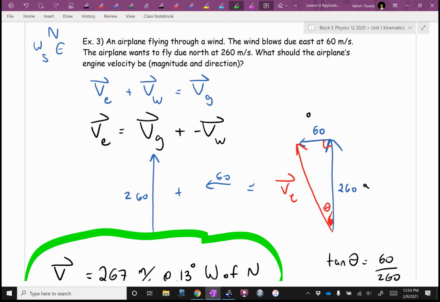If you're really good at the sine law and the cosine law, I did put them on your formula sheet. Go ahead and use them. If you know that sine of big A over little a equals sine of big B over little b equals sine of big C over little c, or if you know that a squared equals b squared plus c squared minus 2bc cos A, or b squared equals a squared plus c squared minus 2ac cos B, or c squared equals a squared plus b squared minus 2ab cos C. They're all variations of the same thing.